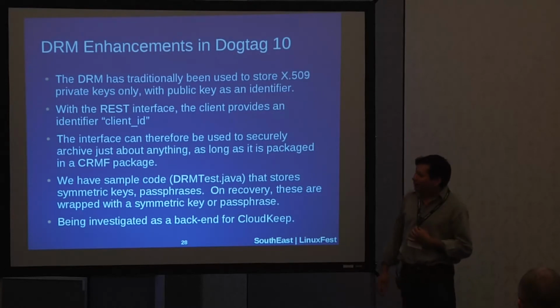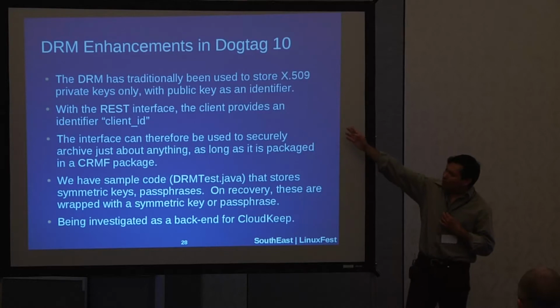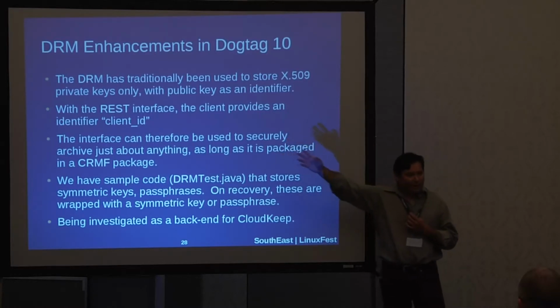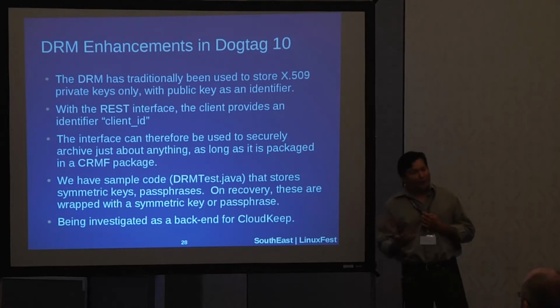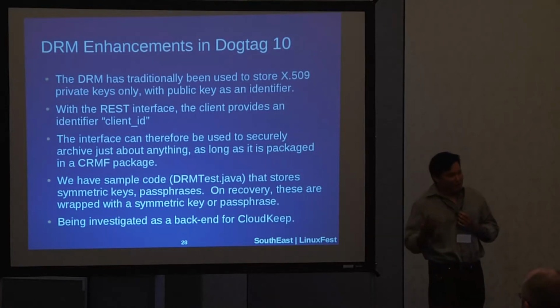And we use the public key as an identifier. But with the REST interface, we allow the client to provide an identifier, a client ID identifier, which means that theoretically you could store just about anything in the DRM as long as it's packaged properly.